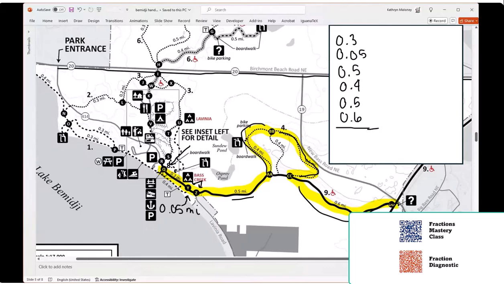Now, one thing I want you to note is that I have 2 decimal places here. So what I'm going to do is add a 0 to these. Why am I doing that? It's because it's going to be easier for me to add. I'm going to have 0 plus 5 plus 0 plus 0 plus 0 plus 0 is 5.